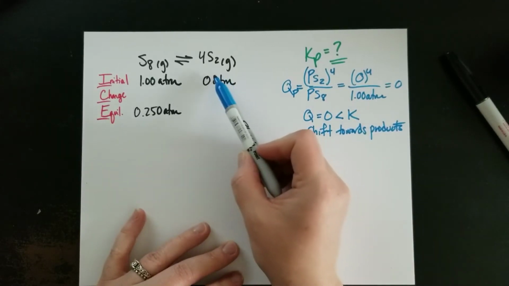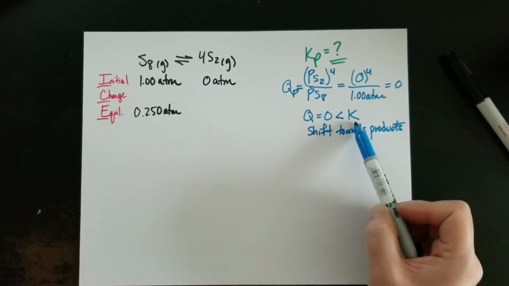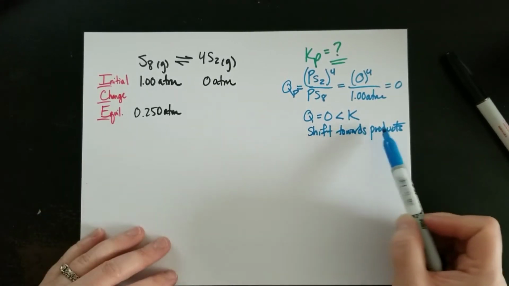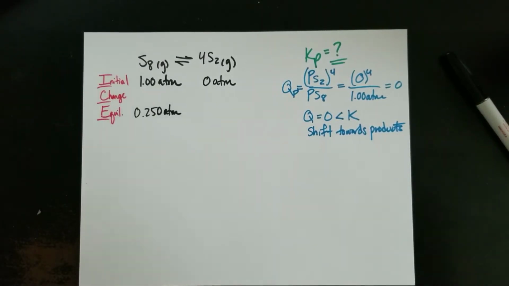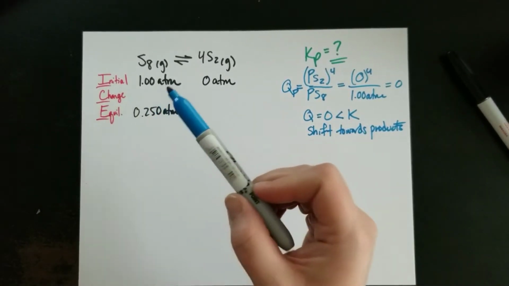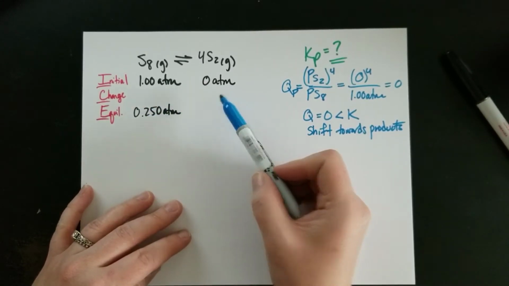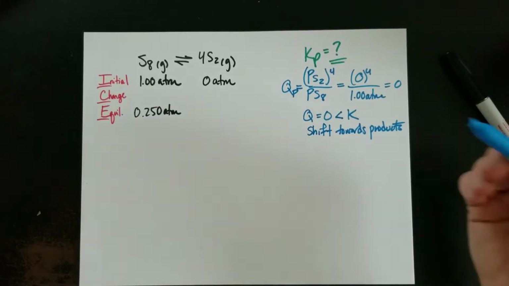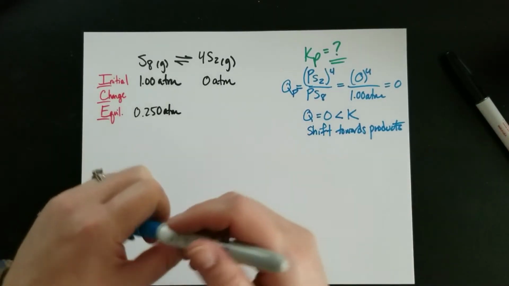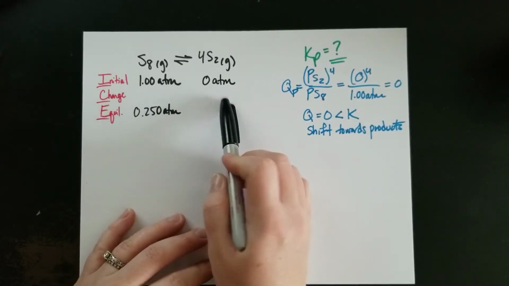But because we have a 0 here and we're getting Q equal to 0, we don't even need to know what K is. We know that K is going to be greater than 0. And so this gives you the reasoning for how to apply logic in this situation to feel better about assuming that this is going to shift towards products. So I hope that is clear to everyone, but do feel free to ask questions if you're confused about how that works. All right, so let's go back to this change row.